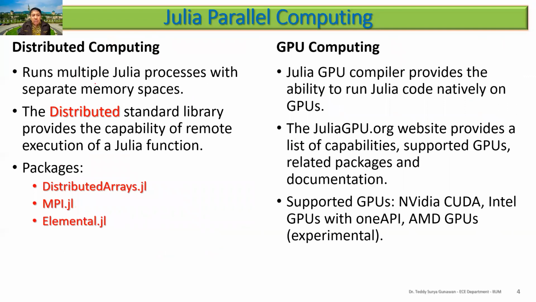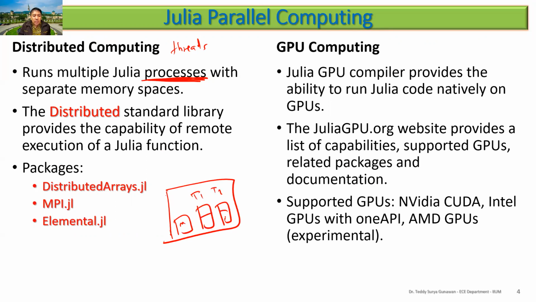Distributed computing runs multiple Julia processes. So here we have processes instead of threads or tasks. Remember, a process has its own memory. When you visualize threads, you have shared memory here, and then thread 1, thread 2, which may also have local memory, program and data. For processes, process 1 has its own program memory, and process 2 also has its own program memory. That's why it needs to be explicit to send, unlike threads, which can share memory.